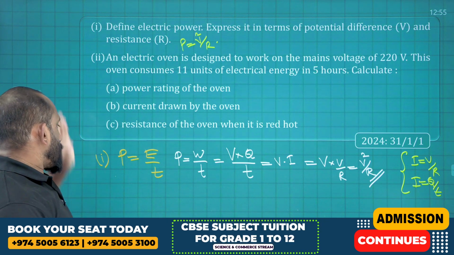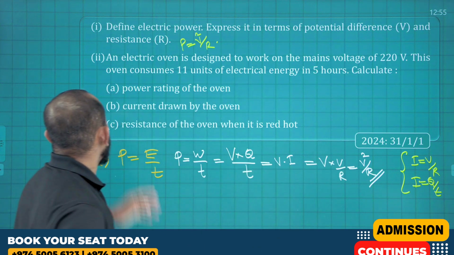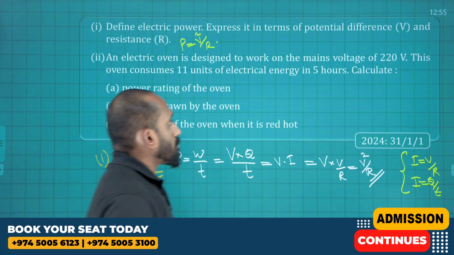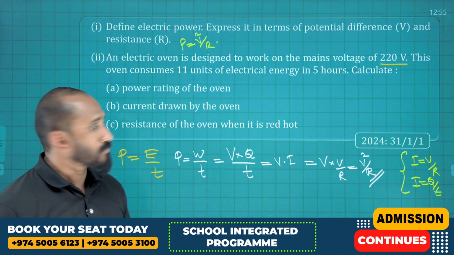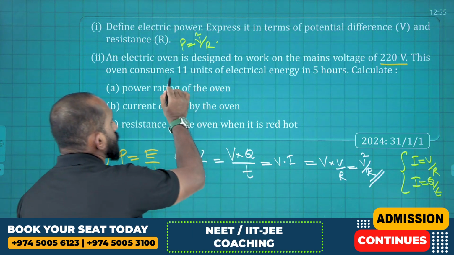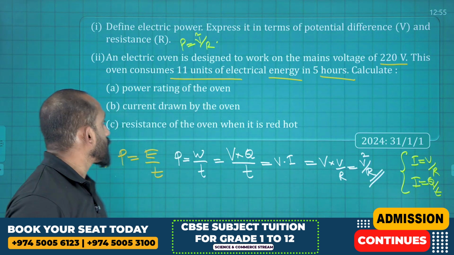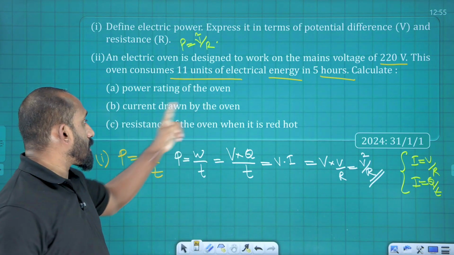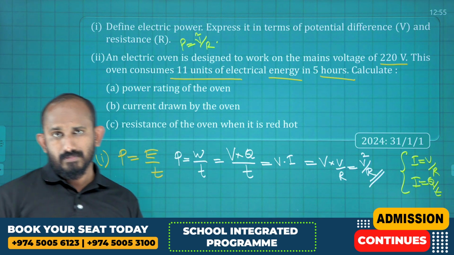Now the second part. An electric oven is designed to work on the mains voltage of 220 volts. So voltage is given, 220 volt. This oven consumes 11 units of electrical energy in 5 hours. Calculate A: the power rating of the oven. B: the current drawn by the oven. C: the resistance of the oven when it is red hot.